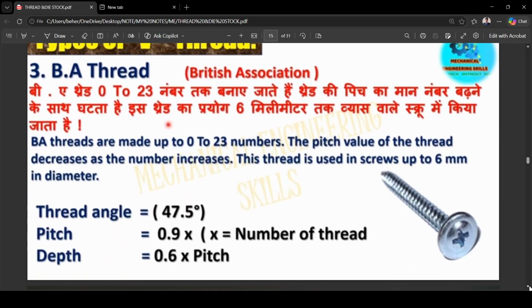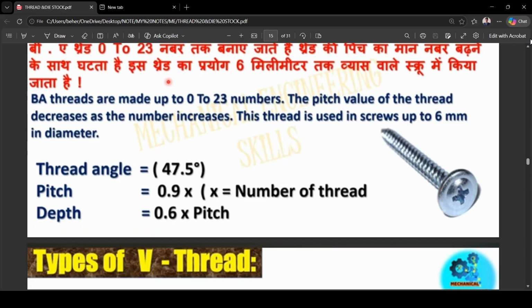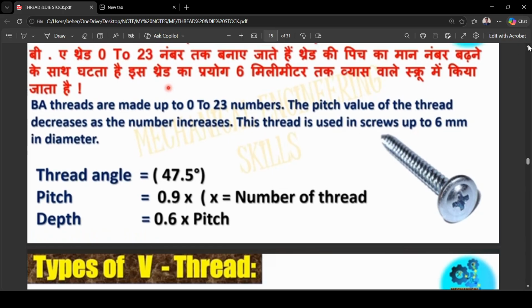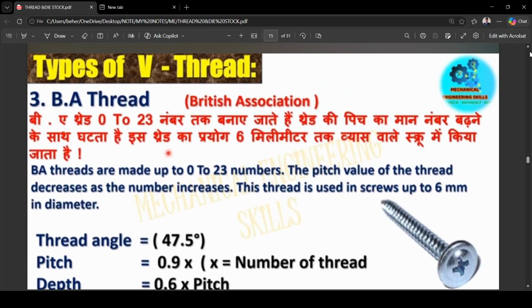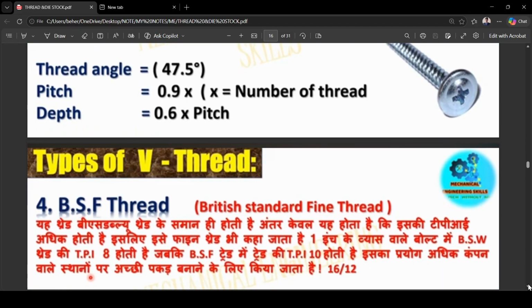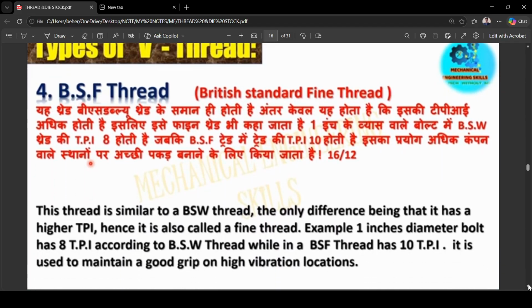BA thread. What is BA thread? The BA threads are made in numbers from 0 to 23. The pitch value of the thread decreases as the number increases. The thread is used in screws up to 6 mm in diameter. Thread angle 47 degrees, pitch 0.9 into x, depth 0.6 into pitch.